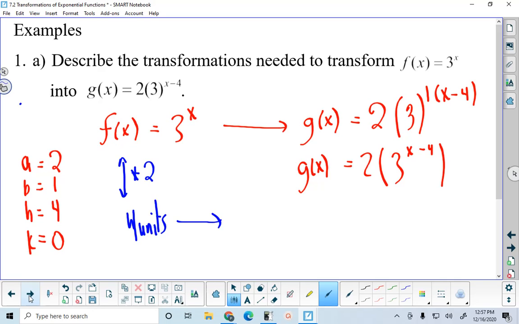There's no horizontal stretch, there's no horizontal reflection, and there's no vertical translation because k is 0 and b is 1. Does anybody have any questions with the answer to this, which is what is in blue?